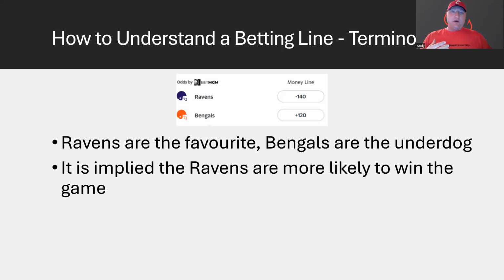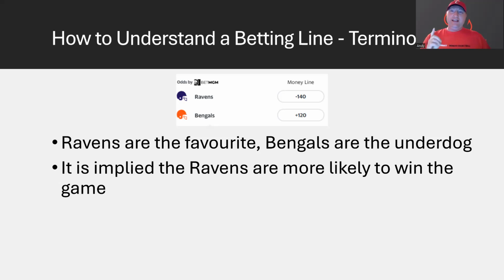Let's say the day before the game, it came out that the quarterback from one of the teams is hurt. Now the backup has to play. Well, in that instance, probably the favorite and the underdog would switch. If the Ravens were favored and it turned out Lamar Jackson was injured, now the Ravens are probably going to be the underdog.